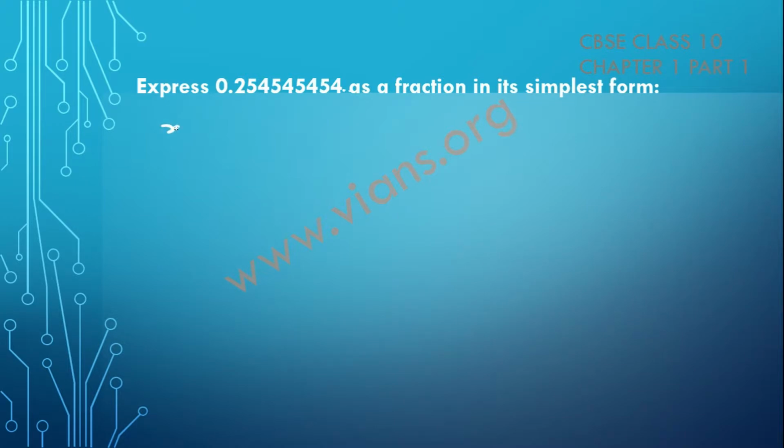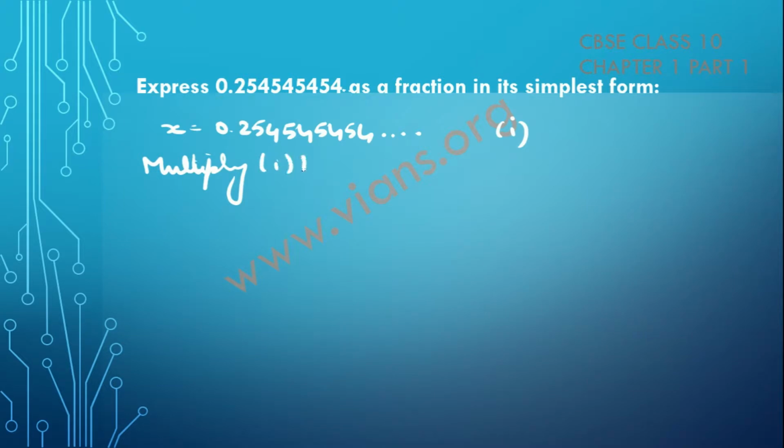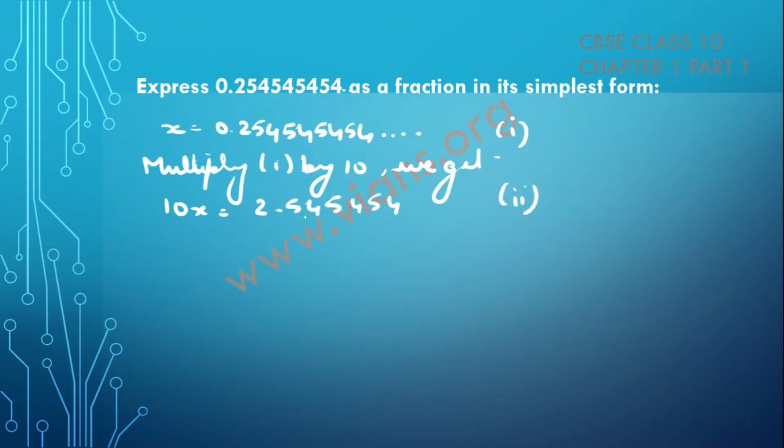So basically consider x is equal to 0.25454 on and on and on, and this is your first equation. Now multiply equation 1 by 10, we get 10x is equal to 2.5454, and that's equation 2.